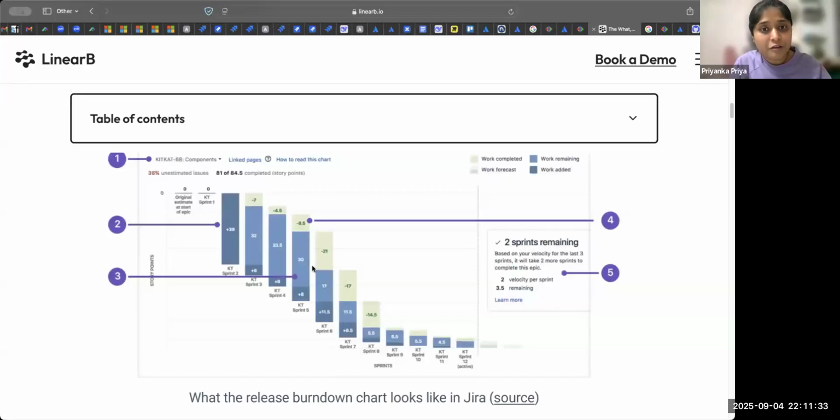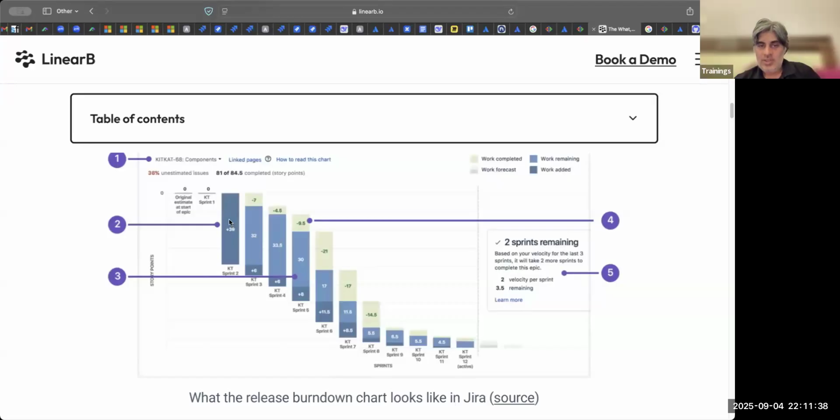Yes, Priyanka. In that release burn down chart, we showed how many story points there are in total. Generally, when we are planning the sprints, we do it on a sprint basis. So how do we calculate for all the 12 sprints at the start that these many story points are there? Because generally we do not assign story points at the start, right? We do it for 1 or 2 sprints.